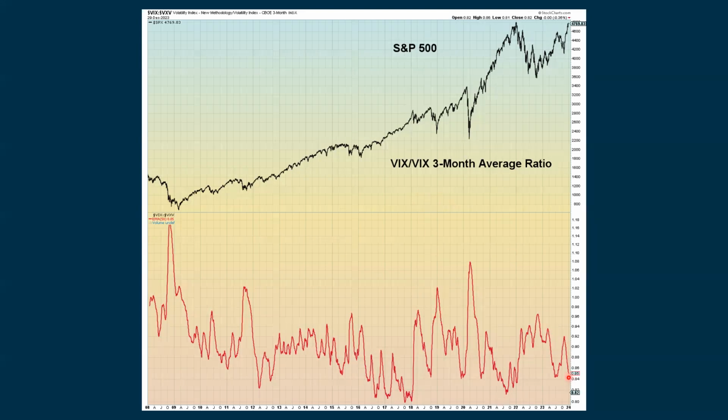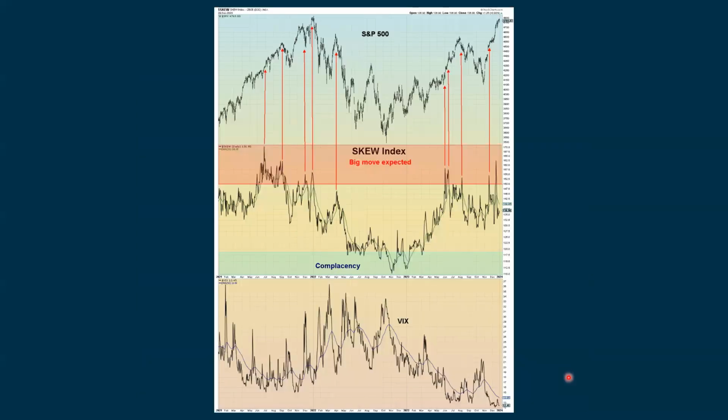This is also going down as well, and that's more intermediate term positive. Then we have a thing called the skew index, and we were using this in the daily videos recently. The VIX is calculated around at the money options, where the skew index is calculated using out of the money options. And sometimes we can get some good information from this.